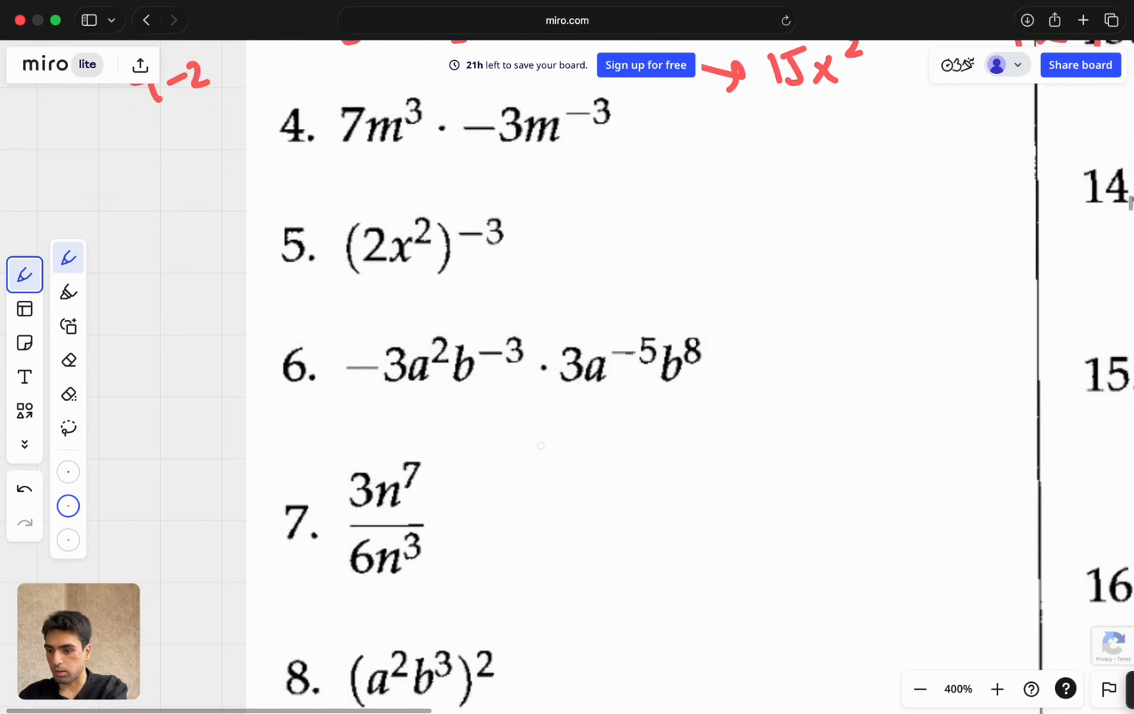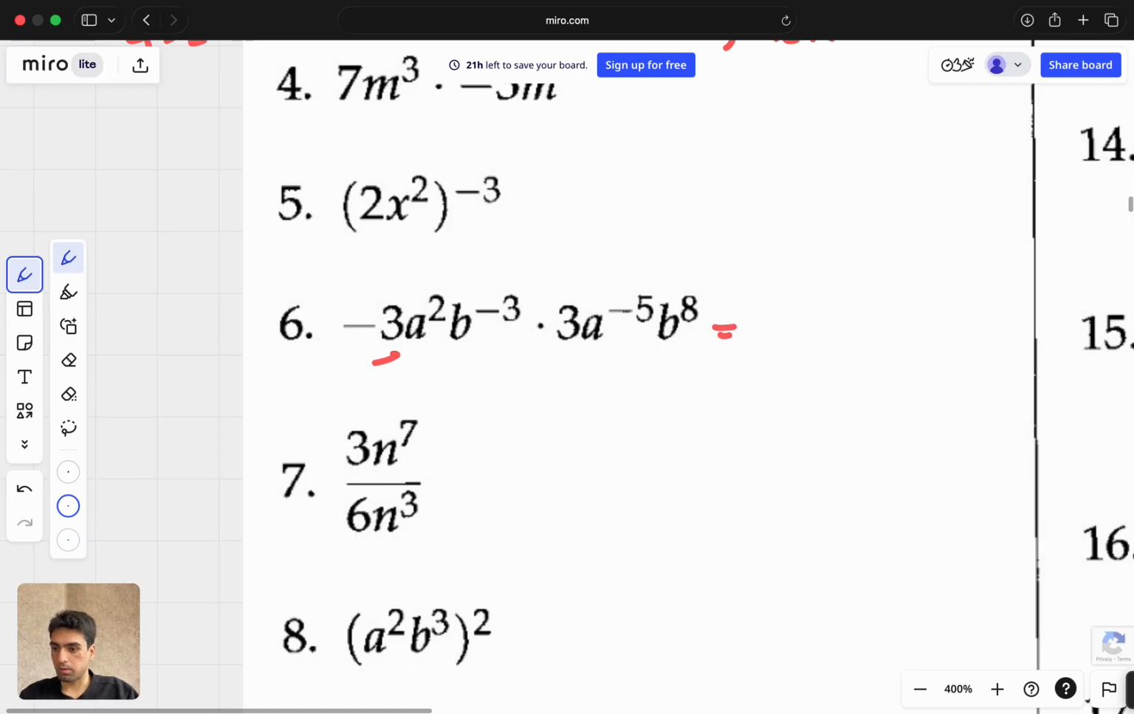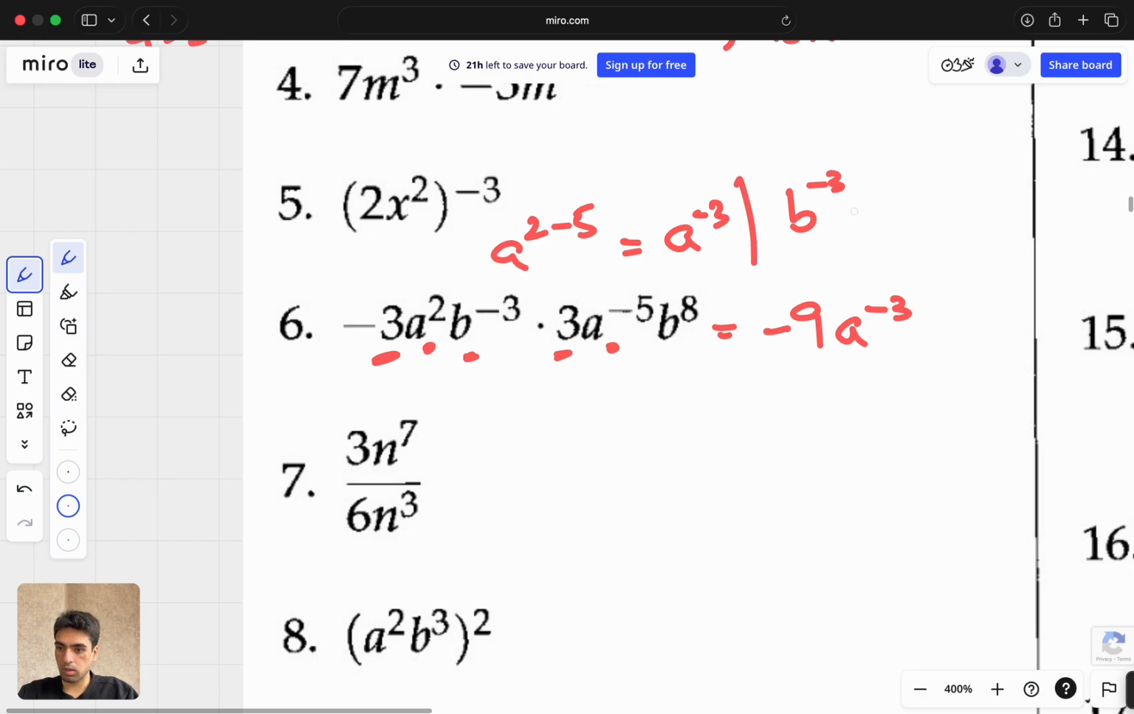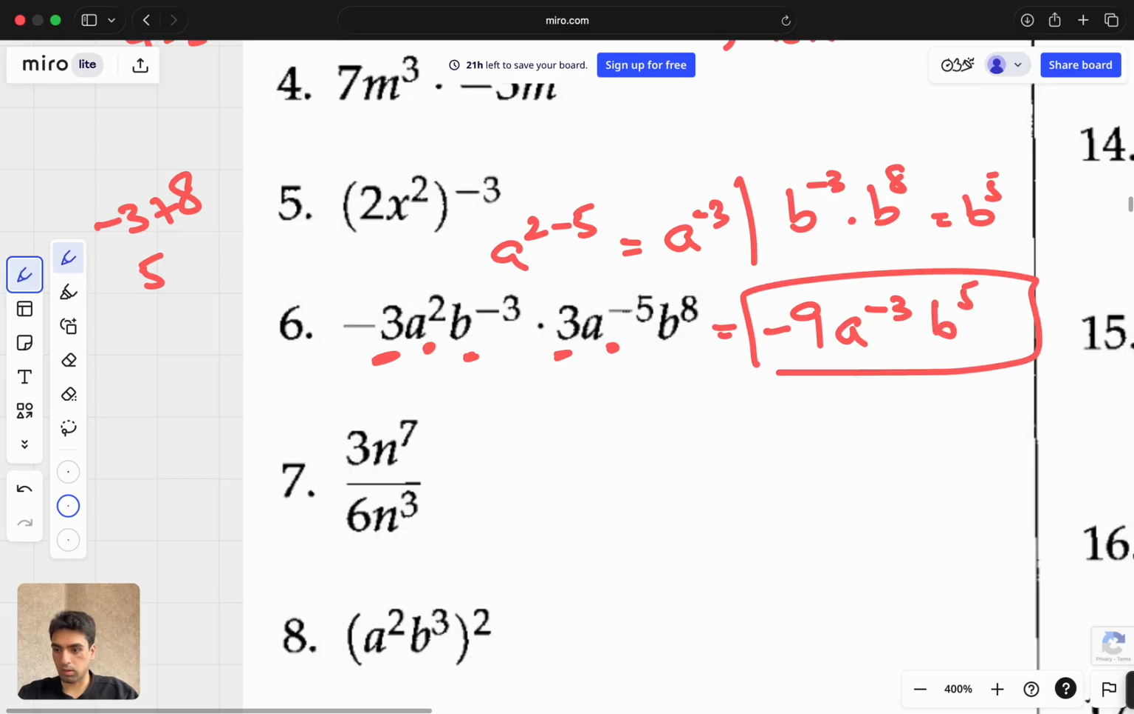Okay, let's try this one, 6. So negative 3 times 3 is negative 9. A squared and a to the power of negative 5. So that means 2 minus 5, which becomes negative 3. So a to the minus 3, and then we have b to the minus 3 and b to the 8. So we need to add the powers. In this case, it's like saying minus 3 plus 8, which is 5. So we get b to the 5. Right? That's what it's going to look like.